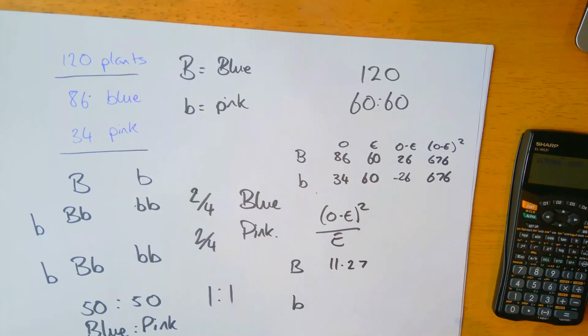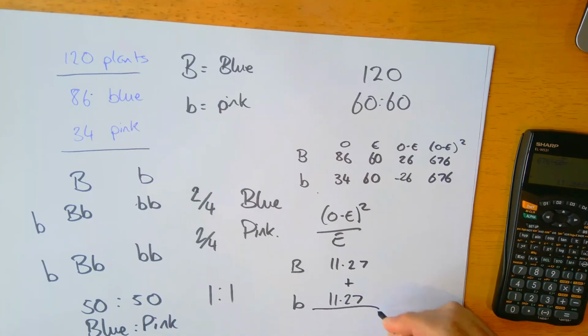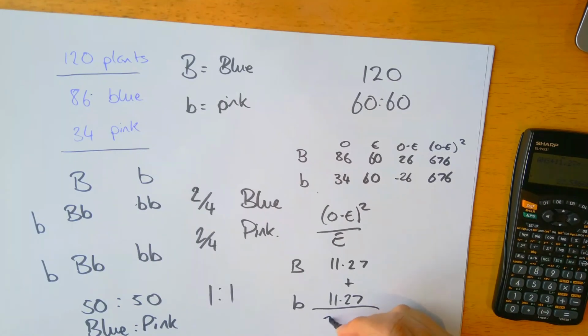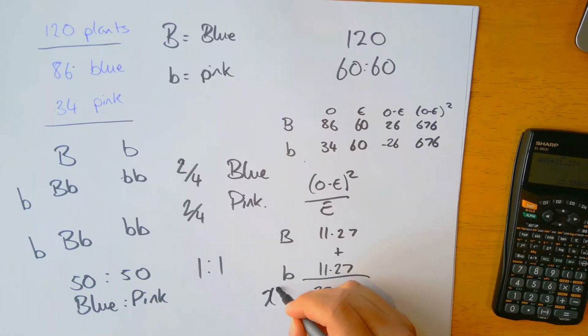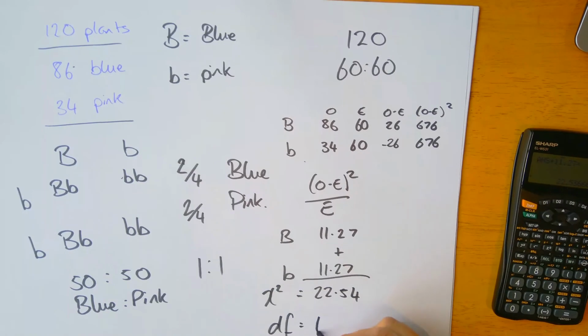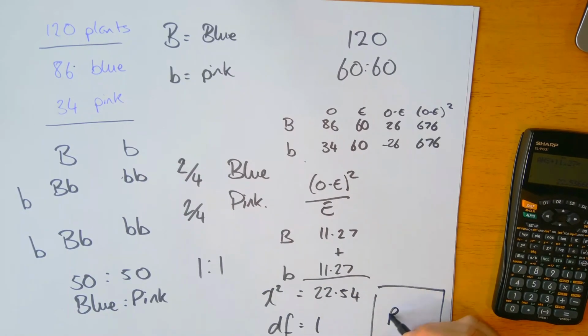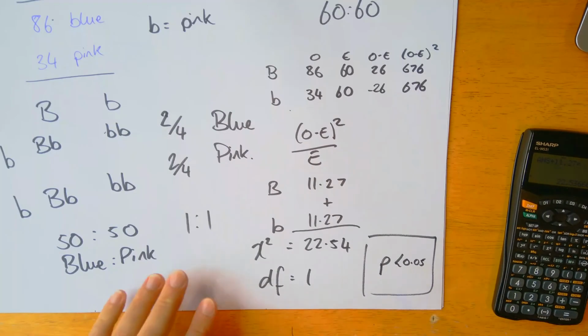11.27, and for pink, 676 divided by 60, same thing, 11.27. Add those together, giving us 22.54. So that would be our chi-squared, and our degrees of freedom would be 1. Then we have to look up on the table and see if our p-value is less than 0.05. I don't have the table with me right now, I'm afraid, but that's it.